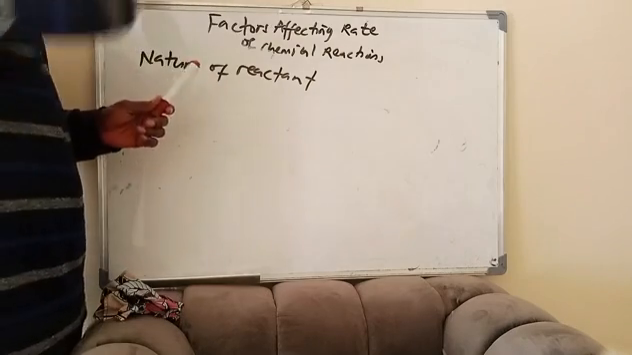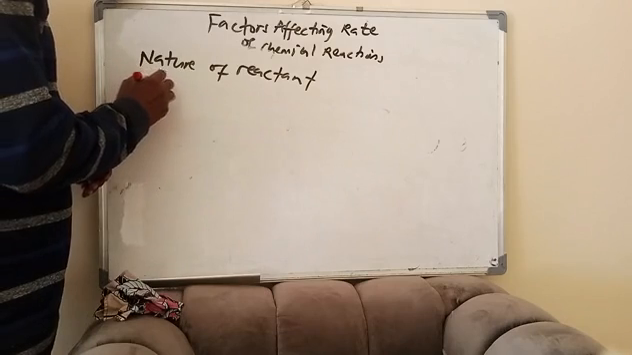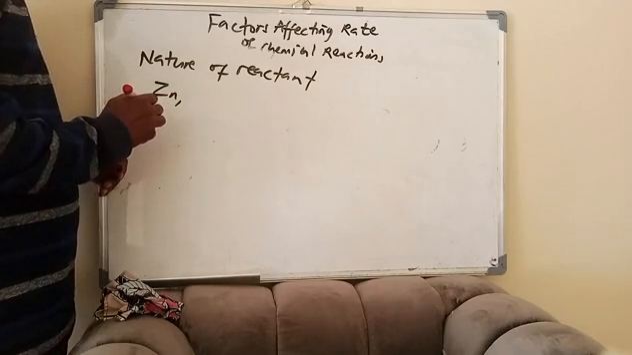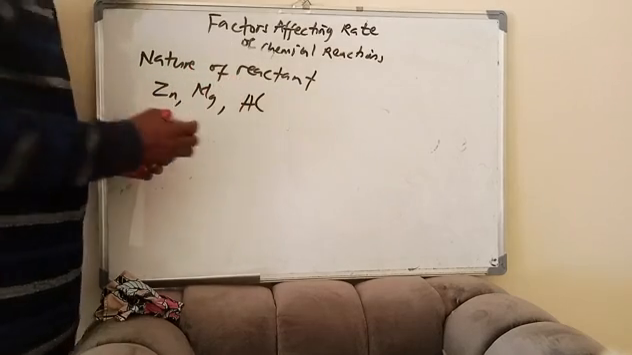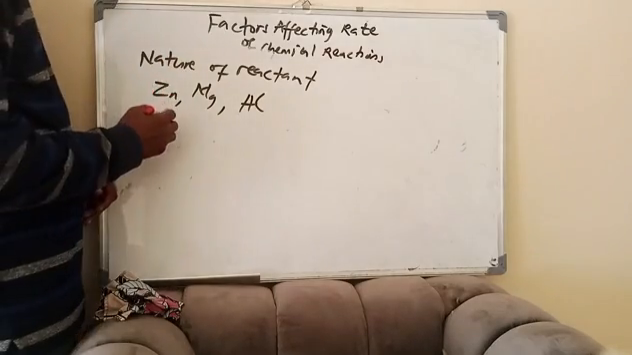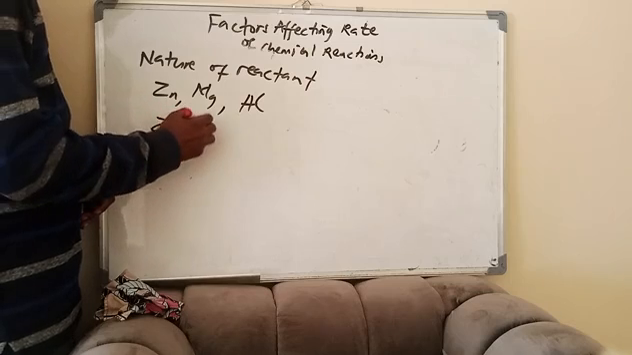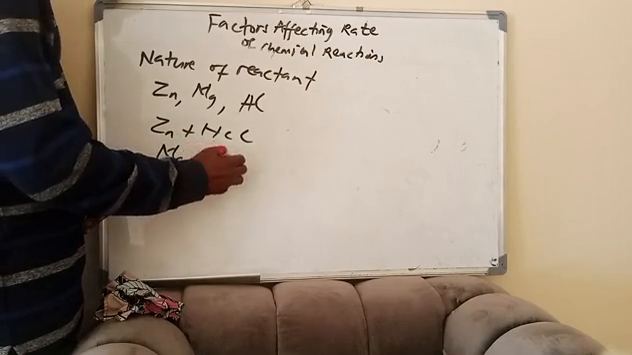For instance, now we have zinc, then we have magnesium, we have aluminium. These are metals. But in terms of reaction, each of these can react with HCl.